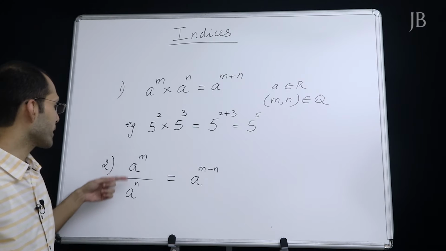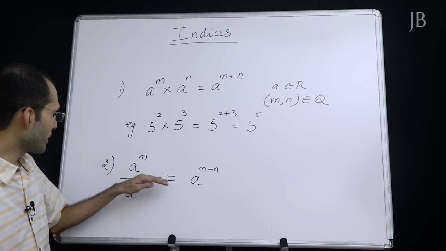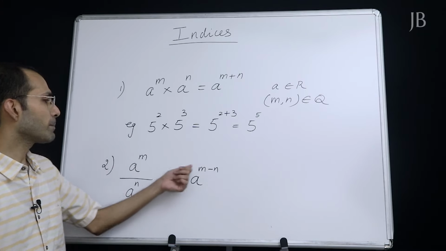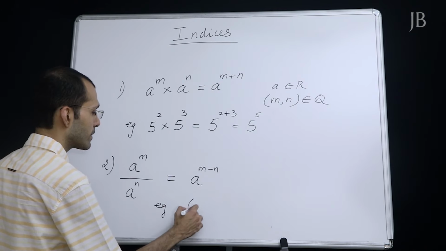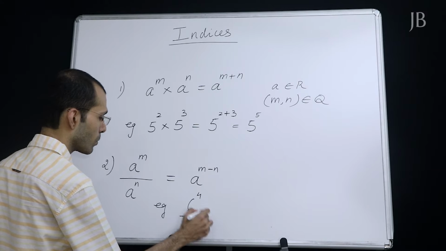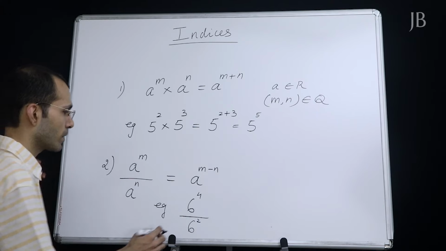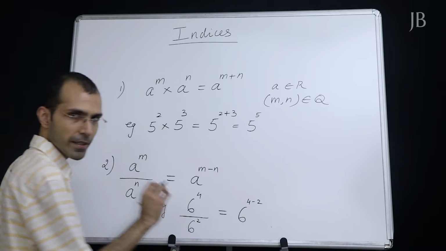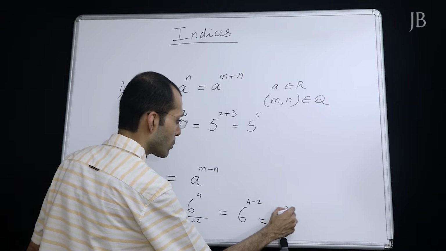What the law says here is, if the bases are same and the two terms are joined by a division sign, then the powers would be subtracted. Example, 6 raised to 4 upon 6 raised to 2, 6 raised to 4 divided by 6 raised to 2. This will be 6 raised to 4 minus 2. The powers will be subtracted, that is 6 raised to 2.